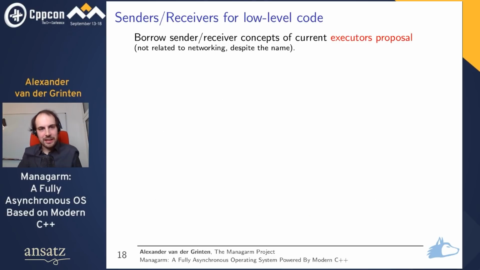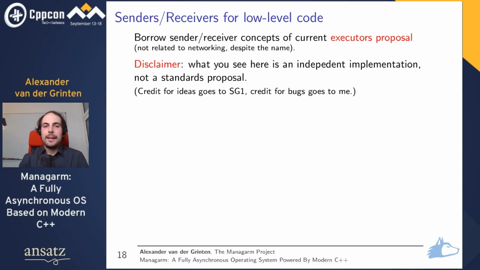And what we do in our OS is we borrow stuff from the executors proposal. We borrow senders and receivers. These are concepts, and I'll give a brief overview on the next two slides. They are not related to networking despite the name, so please don't be confused about that. And I have to post a disclaimer. What we do here is an independent implementation. It's not a standards proposal, so there are certain differences, but the credit for these ideas certainly goes to SG1 and not to us. But of course, the credit for bugs still goes to us.